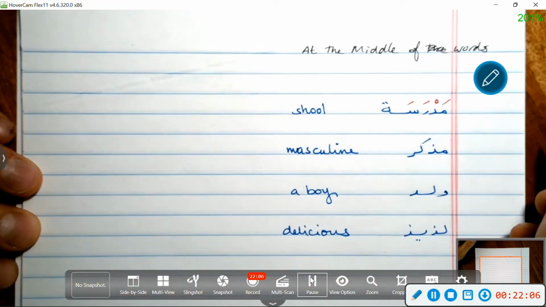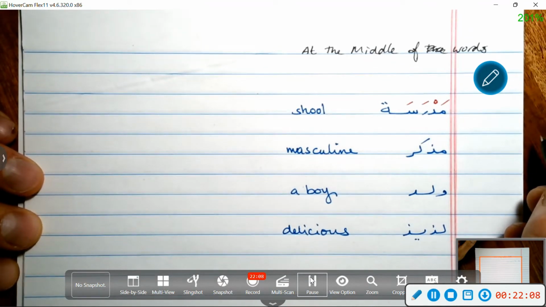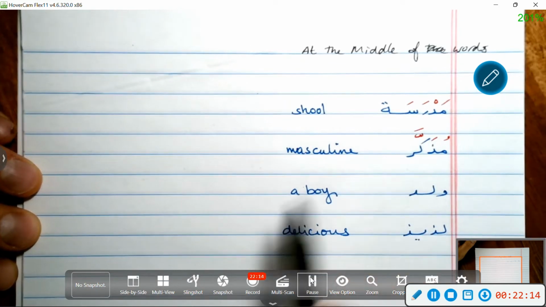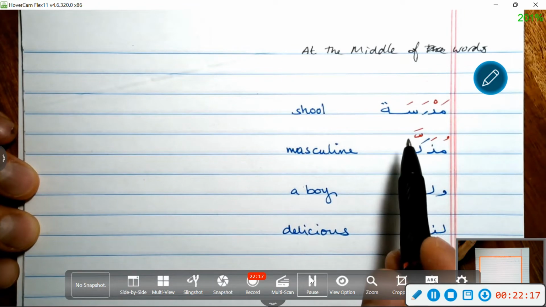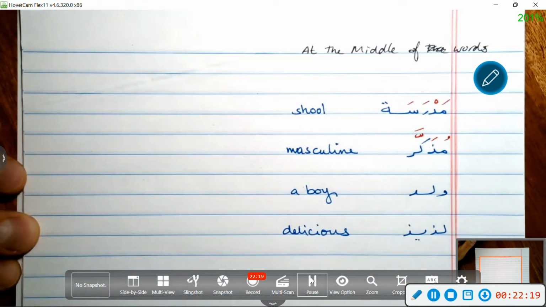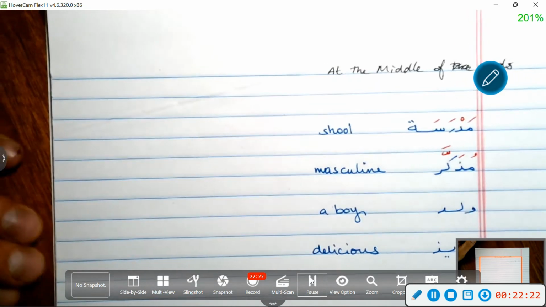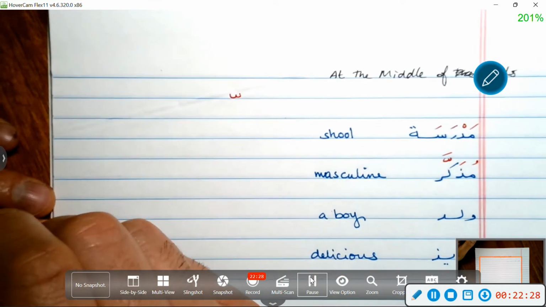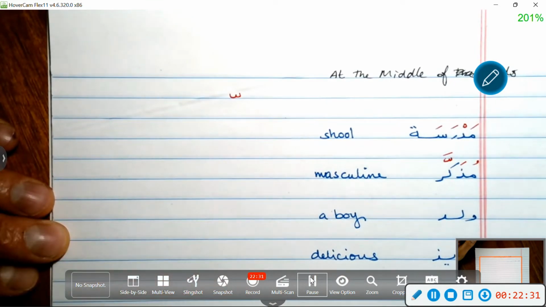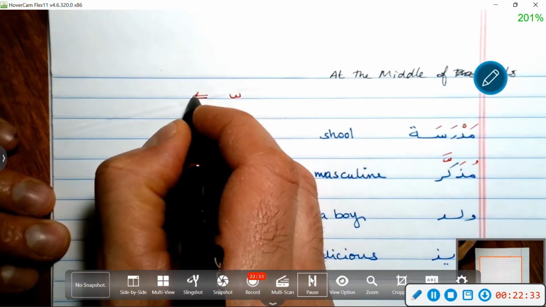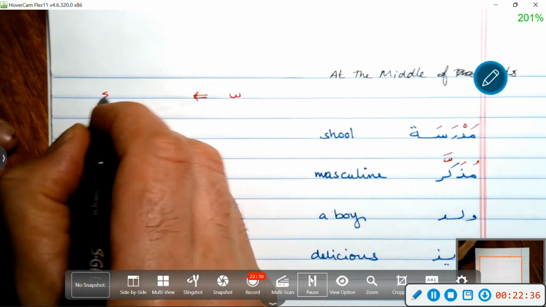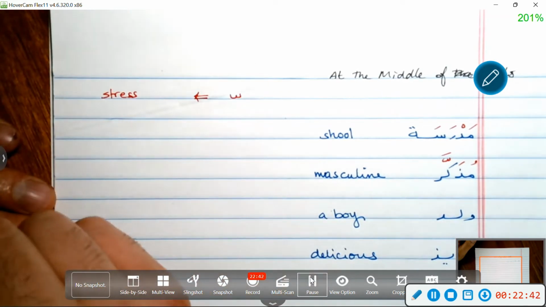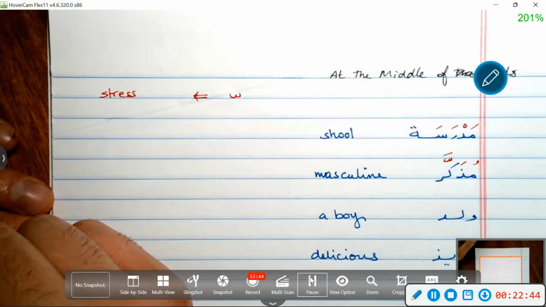Second word, mudakkar. Now this is a new haraka, which is the shadda. We're going to add to our harakat. Let's practice it here. Shadda. It looks like a small W. And the job of the shadda is to stress the letter. You add a stress over the letter. So the letter becomes, or it sounds like, two letters.